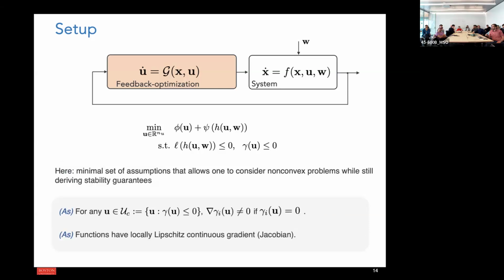And the first one is that I'm defining the set UC of feasible inputs, and I'm assuming that this vector valued function gamma that defines the constraint of the inputs has a gradient that is non-zero at any point of the boundary. And I'm also assuming that these functions gamma have a locally Lipschitz continuous gradient or Jacobian.